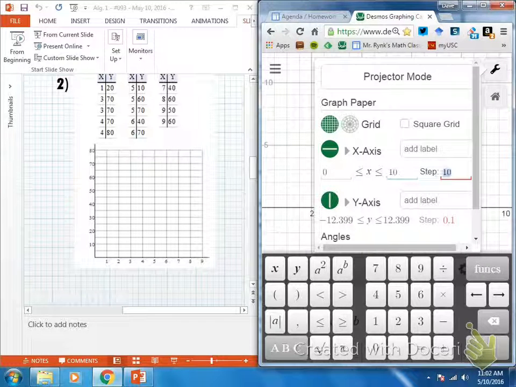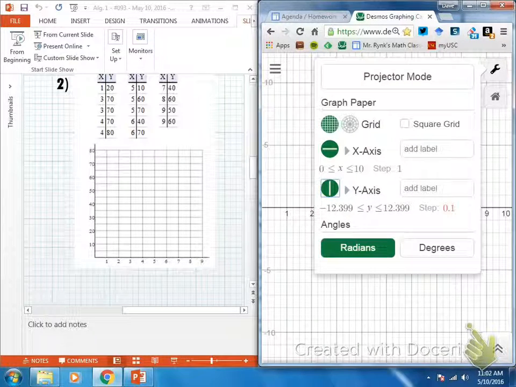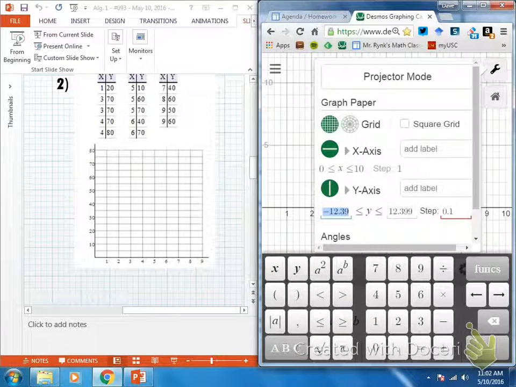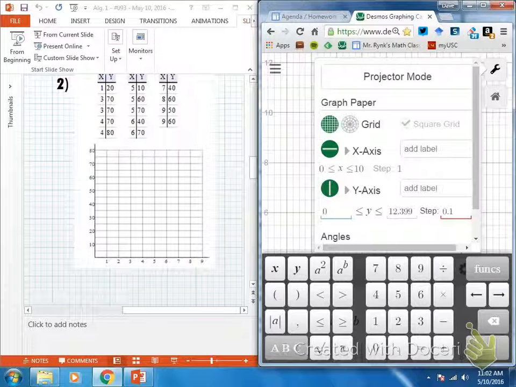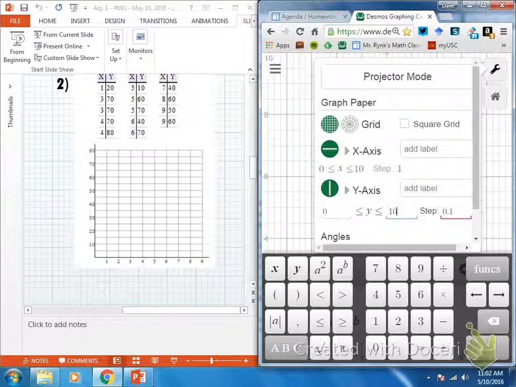Okay, what step or scale should I use? 1. Good. Excellent. Y's. What's the smallest y, everyone? 10. Good. So I'm going to go just from 0. Biggest number? 90. What's a bigger number than 90 that I could use? 100, right? What's a step I could use?